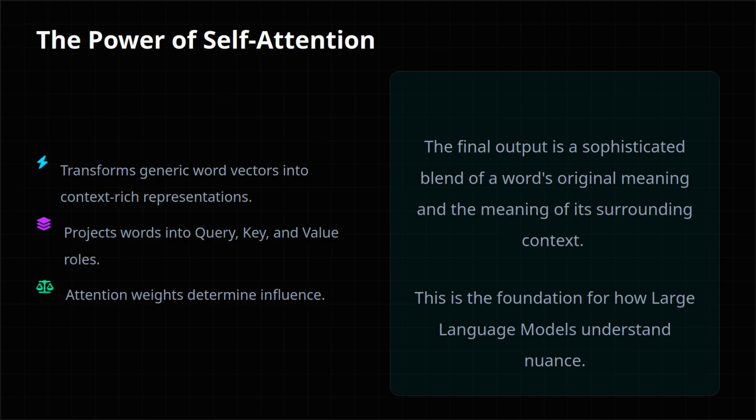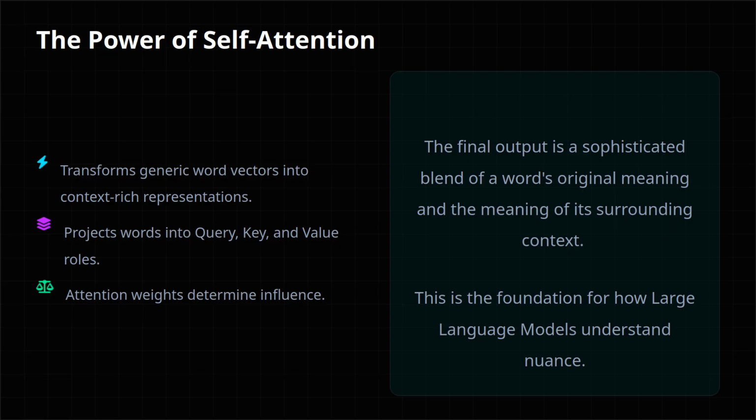To wrap up, let's zoom back out. Self-attention transforms generic word vectors into context-rich representations. In a real transformer, this same recipe is used with much bigger matrices, many attention heads in parallel, and many layers stacked on top of each other. It's the exact same logic you just saw, just repeated and scaled up.